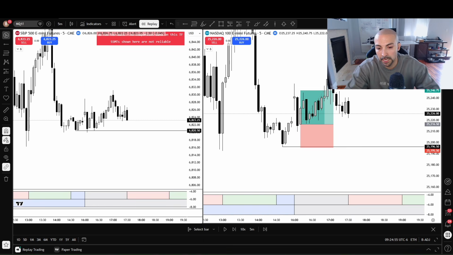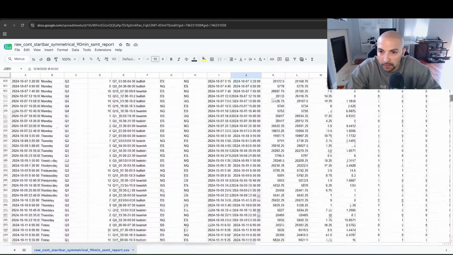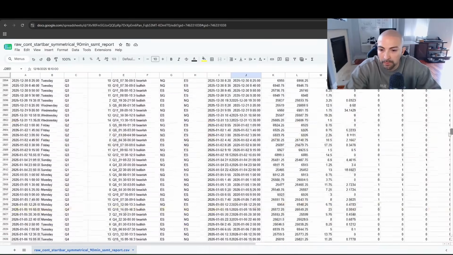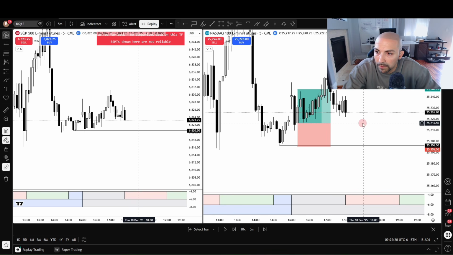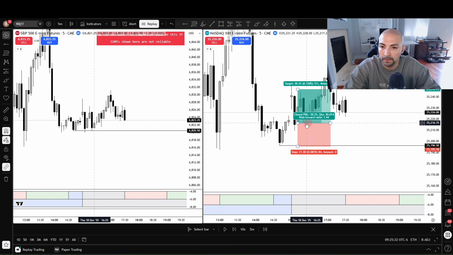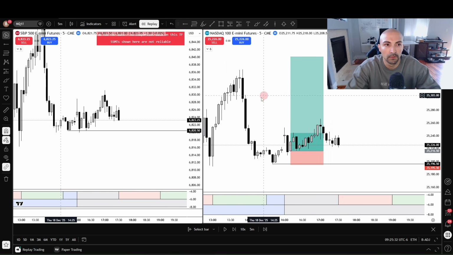And so this says my entry is 25,216. Let me make sure that's the entry. Yeah, entry price 25,216.50. And that's it. Look, 25,216.50, right on the dot. And it says we should have gotten a 7R. Okay, let's go up there.